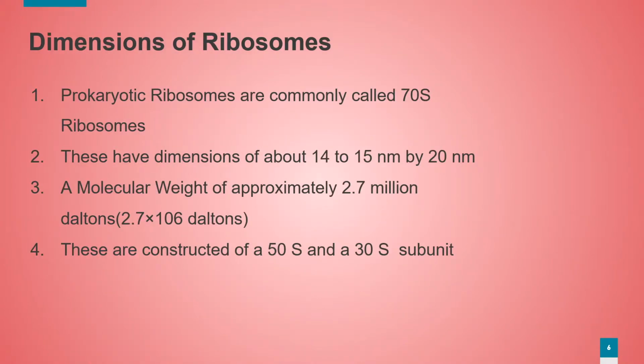Dimension of ribosomes. Prokaryotic ribosomes are commonly called 70S ribosomes. These have dimensions of about 14 to 15 nanometer by 20 nanometer, and a molecular weight of approximately 2.7 million daltons, that is 2.7 into 10 to the power 6 daltons. These are constructed of 50S and 30S subunits.